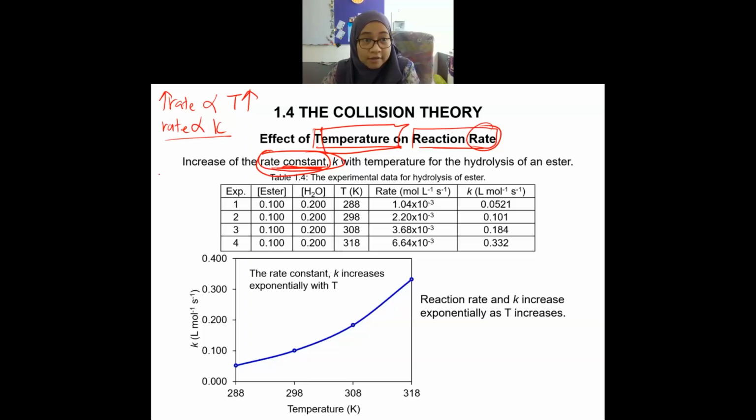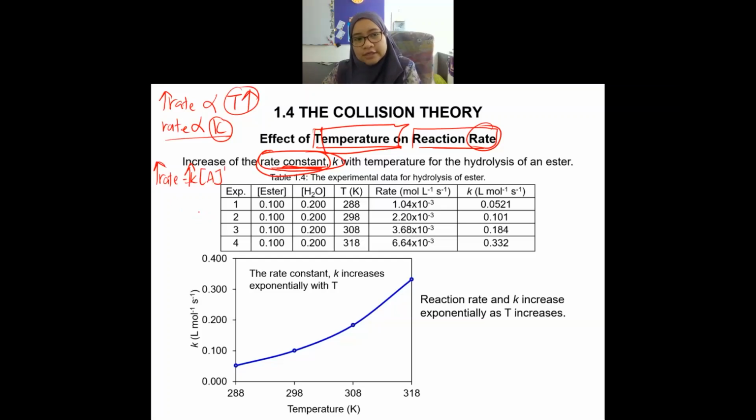Based on the rate law. For example, say the rate law is equal to K times [A] raised to the power of 1, a simple reaction. Alright, so as you can see, when K increases, rate also increases. So this is directly proportional. So we can relate that when T increases, it will also increase the rate constant value. So that's the relationship that we can get between temperature and rate constant.